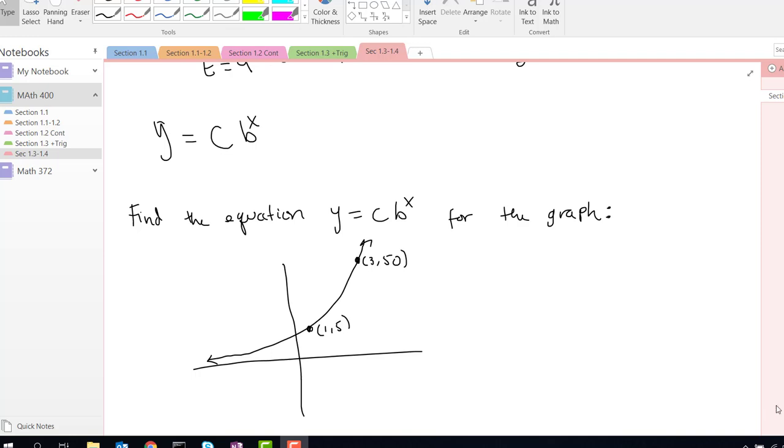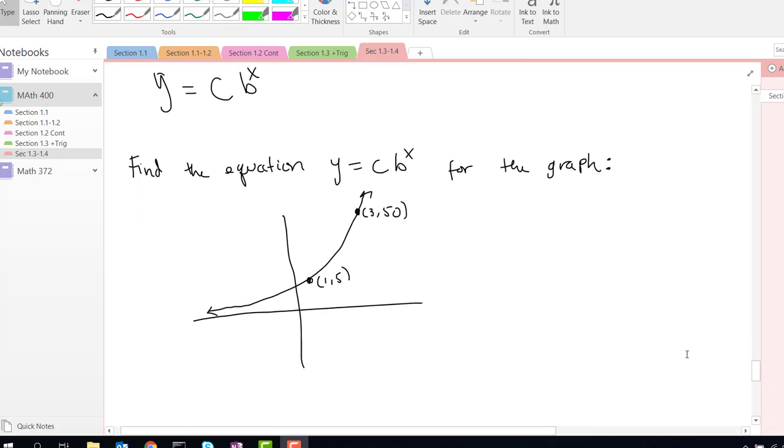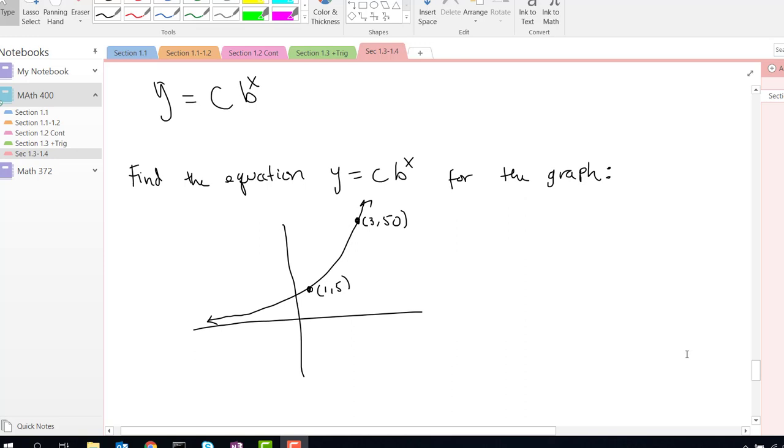Everyone, I've gotten some homework questions regarding one of the problems on the homework in section 1.4, so I thought I would create a video to address this since I did not get to cover this in class. So the problem is find the equation of an exponential given the graph. So for example, if I have this graph, how do I find the equation?